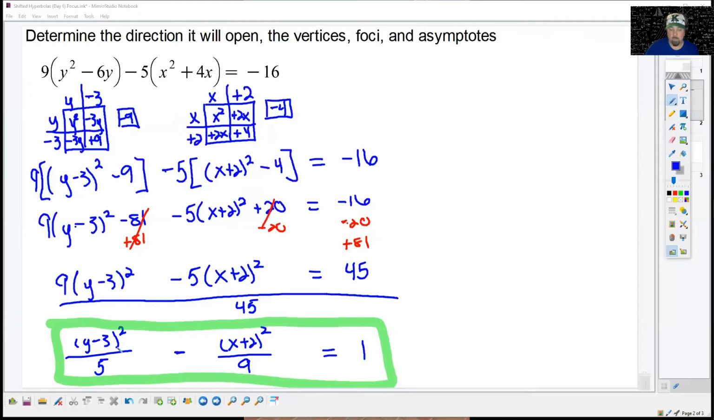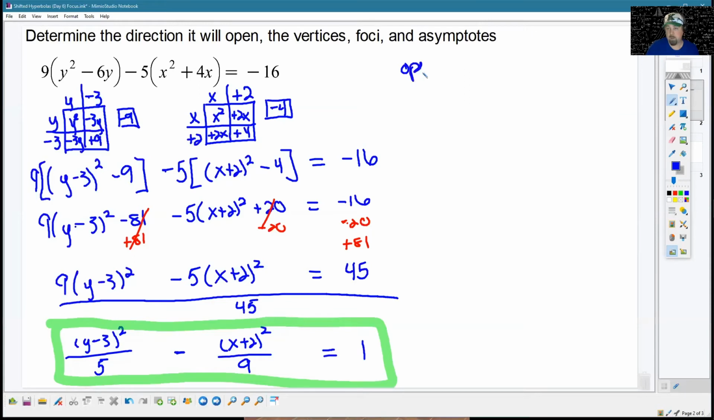So, forget about these parts for a second. We know that this thing opens on the y-axis because the y fraction is positive. And that's important because when we find our focus and our vertices, we know that they'll start with y values before we apply the transformations to them. Because our foci are here, and our vertices are here.